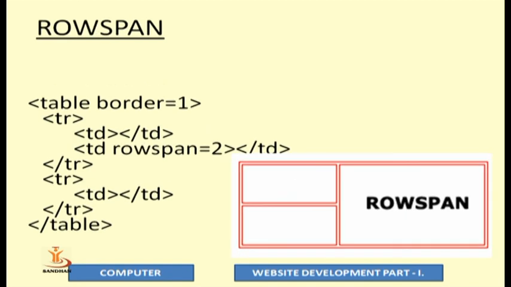Similarly, to understand the second example, so when you understand the second example, you can have a clear idea between rowspan and colspan. Now this is also a 2 by 2 cell, 2 by 2 table.